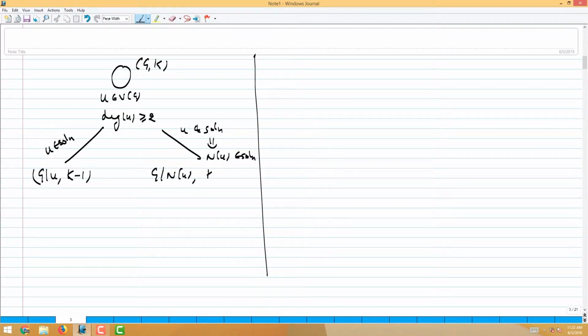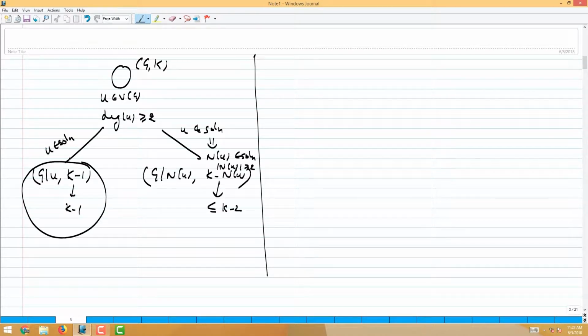And we know that this value is at most k minus 2 now, right, because N(u) is at least 2, and this value is k minus 1. So now when I further branch for this instance, I get a branching tree. Again, it will not be a complete binary tree, because when I branch here, I'll get an instance G with k minus 2, and here I'll get k minus 3, and here k minus 4, this sort of thing.